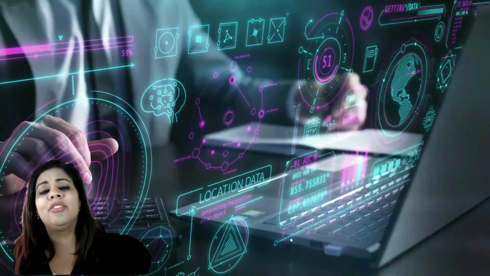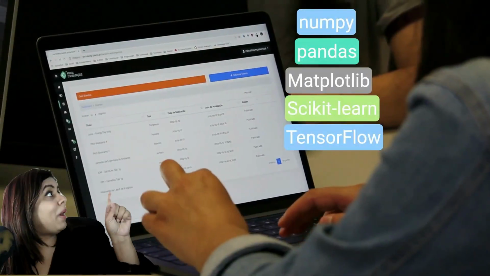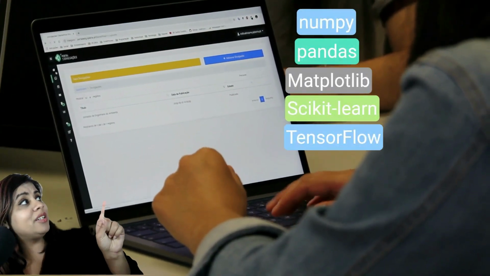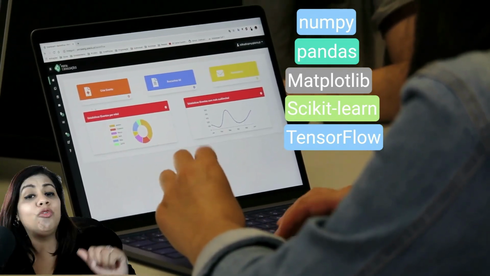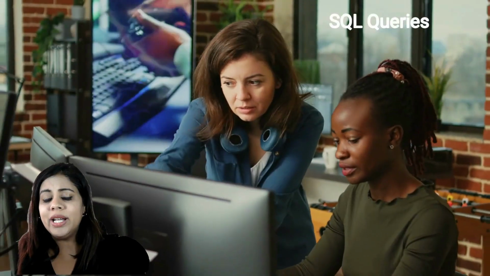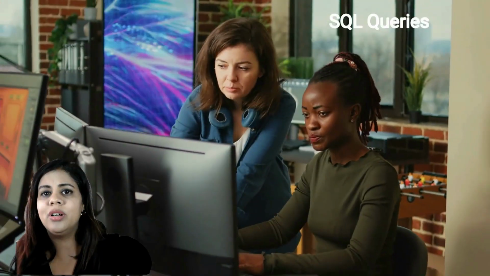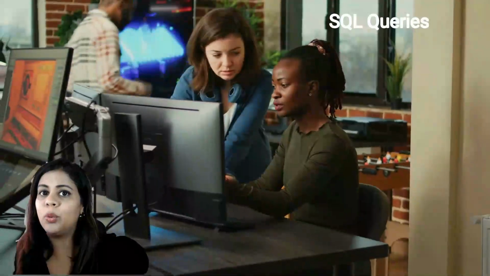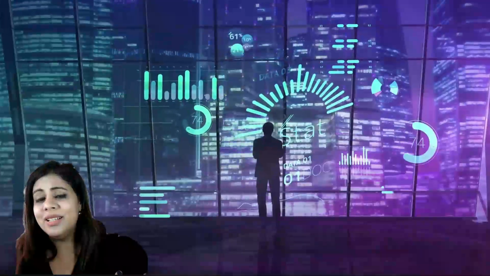What next? So guys, the next is the programming language. Undoubtedly, Python is the most important programming language for a data scientist. So in Python, you can learn all these packages like NumPy, Pandas, Matplotlib, TensorFlow. These are very important libraries for a data scientist. And what next? The next is SQL. Every data scientist should learn how to write efficient SQL queries. This is the next skill that you should have in your profile. So guys, these were the basic skills that every data scientist should have.